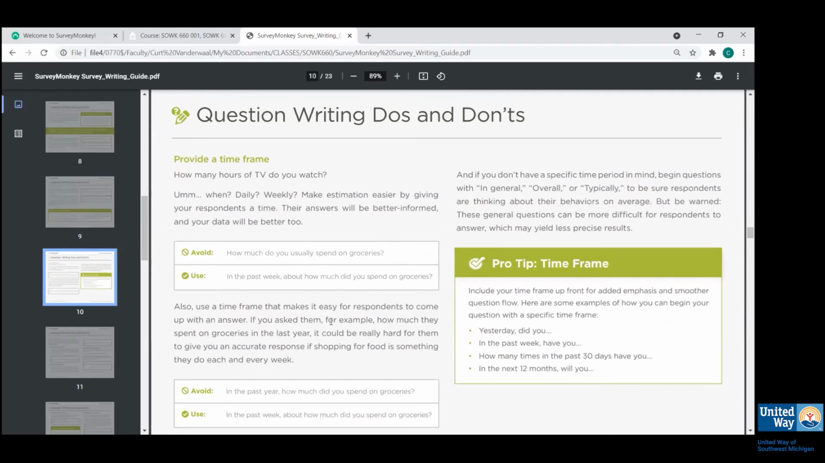And I can even talk to you about how to set up your demographic questions so that people are more likely to answer them, because people oftentimes don't want to answer if they think the question is too intrusive. For instance, how much money did you make last year? Most people don't answer that.